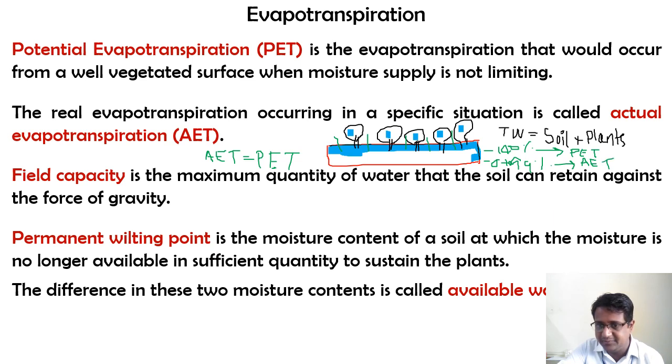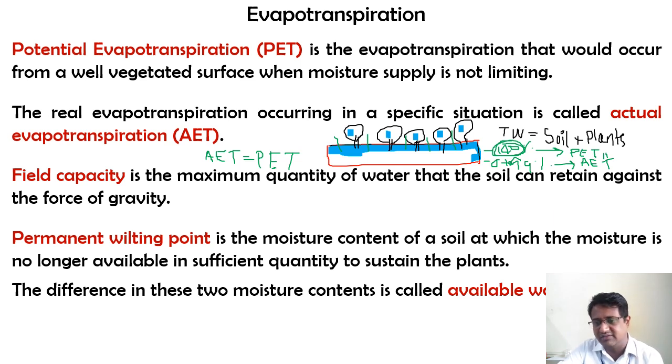Only when the moisture content is 100%, at that point of time your AET is going to become equal to PET. So this is the basic explanation or meaning of potential evapotranspiration and actual evapotranspiration.